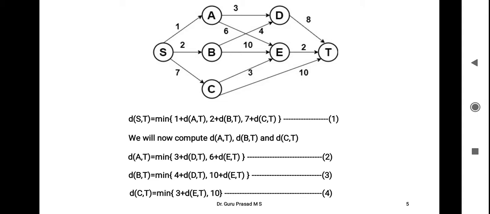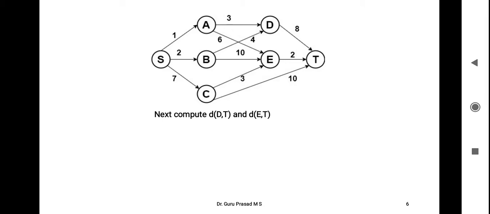From the vertex C there are two outgoing edges. D of C comma T equals minimum of 3 plus d of E comma T, 10. I am calling that equation 4. In equation 4, 3 plus d of E comma T indicates the edge weight from C to E is 3, and you have to find the distance d of E comma T. And the second one, 10, indicates there is a direct edge from C to D. That's why I wrote it as 10.